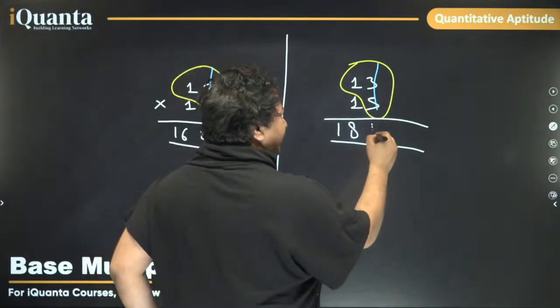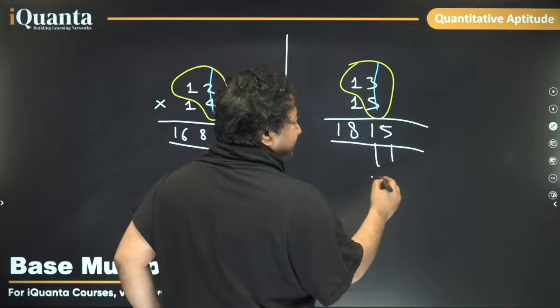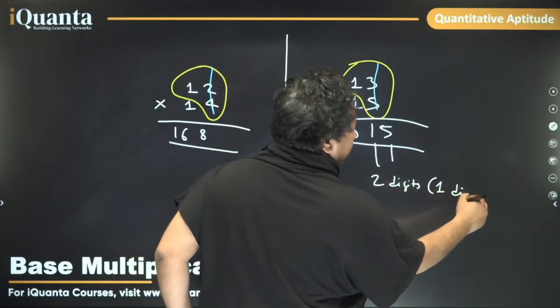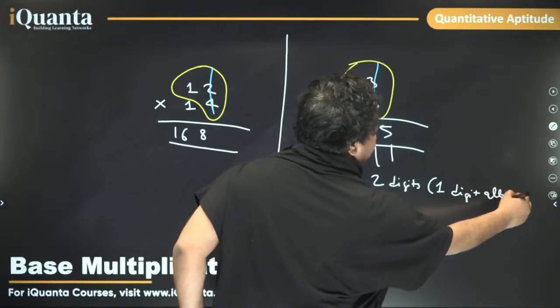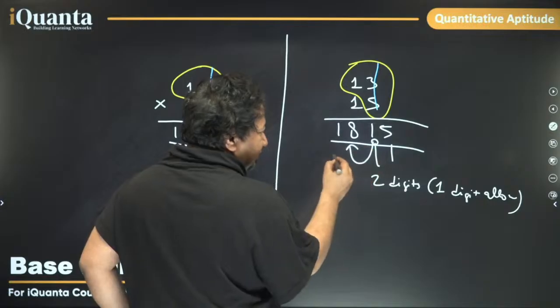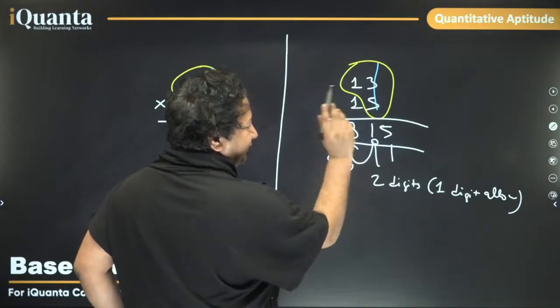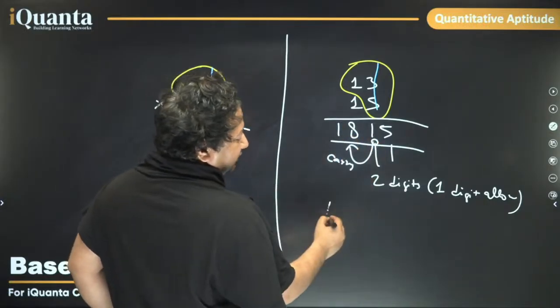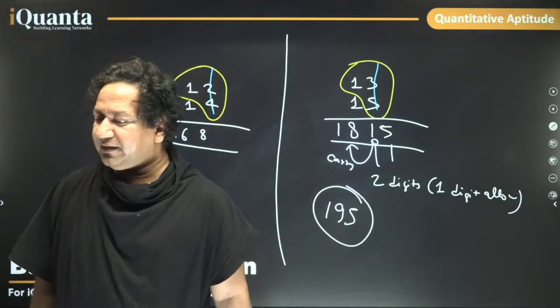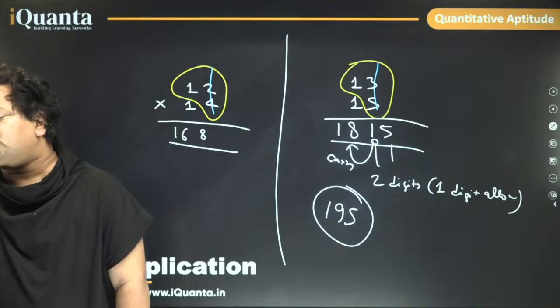So we have 15, but the problem is 15 has 2 digits, isn't it? And only one digit is allowed here. So this 1 would carry forward. 5 remains, this 1 goes here, 8 becomes 9. The answer is 195. That is the only thing that we need to remember.